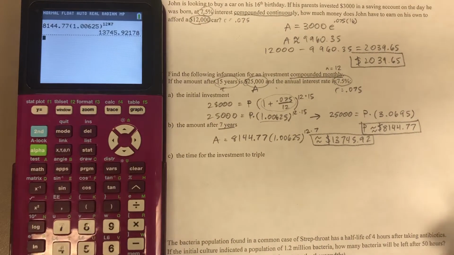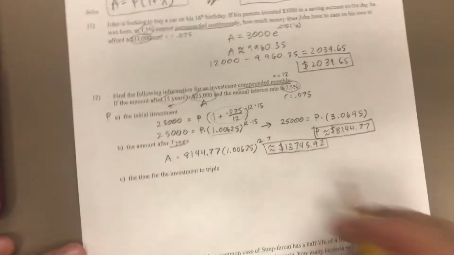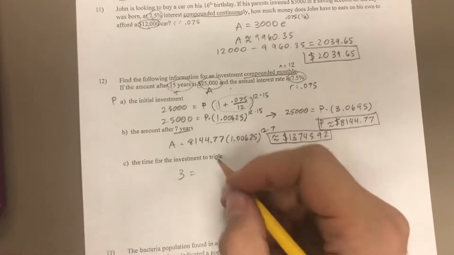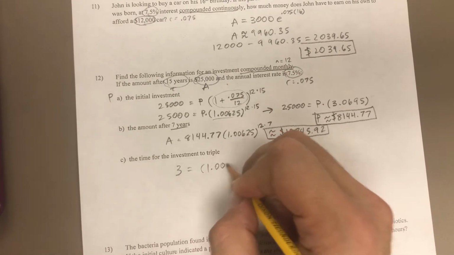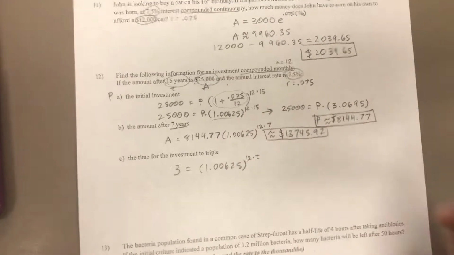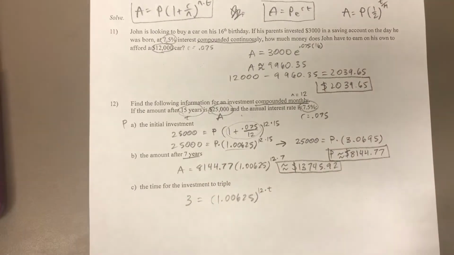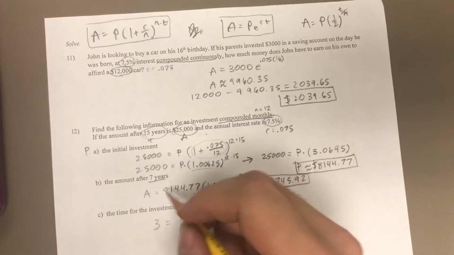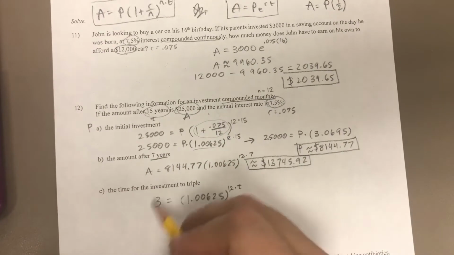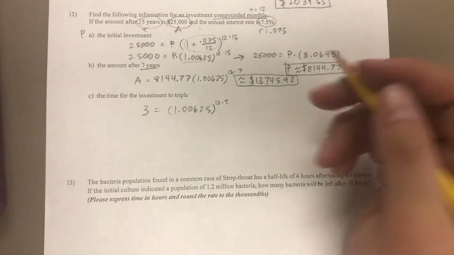So if you've done the word problems in the previous worksheet, you'd know that for this problem, you just need to set it up with 3 is equal to the exponent. So 3 is equal to the base 1.00625 to the power of 12 times t. Then we solve for t. If you didn't know that, basically you can multiply this by 3. You get like 24,000 something and set that equal to the A value. But when you divide by 8144.77, you end up with 3 anyways. So you're going to end up with this at any point. So, just start off there.